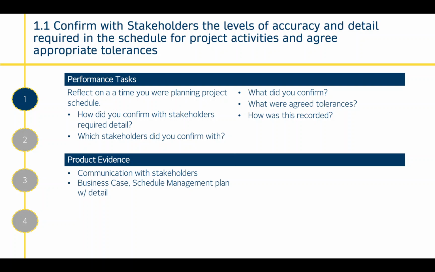Product evidence for this could be your communication with stakeholders, so any form of digital communication, letters, meeting minutes, that sort of thing. You've also got your business case or your schedule management plan with some detail about tolerances and about levels of accuracy and detail that's within that plan.